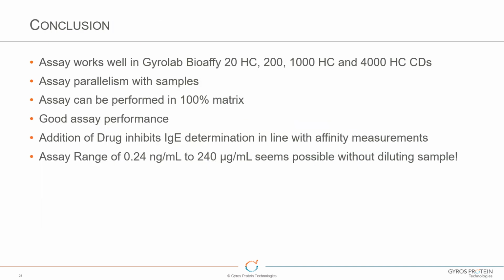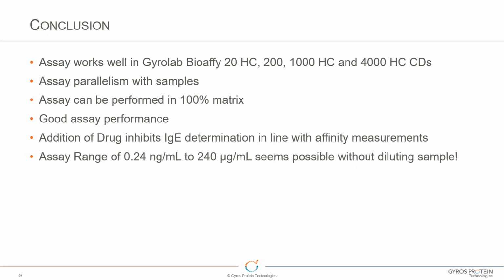Excellent. So in conclusion, this case study really showcases how we can shift the analytical range of our assay. We've got to work in neat serum, so we can't dilute the samples, so we can work in the 20 HC, the 200, the 1000, or the 4000 HC CD to shift that analytical range across a wide range of IgE concentrations in this particular study. So parallelism with the samples was solid, and this allows us to be certain that we can work in 100% matrix.